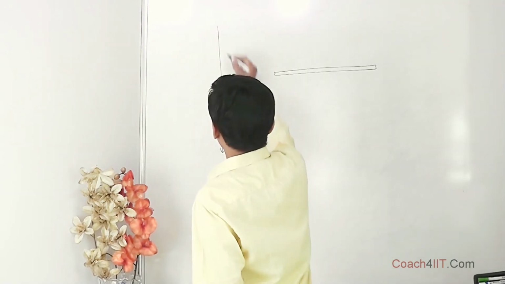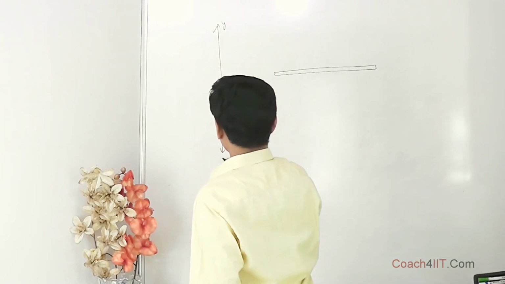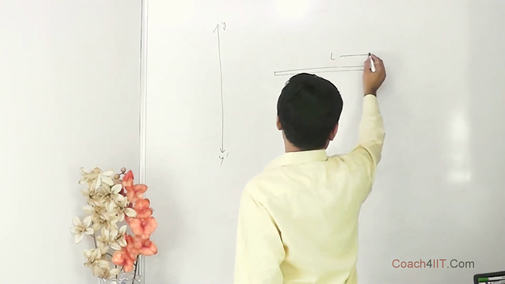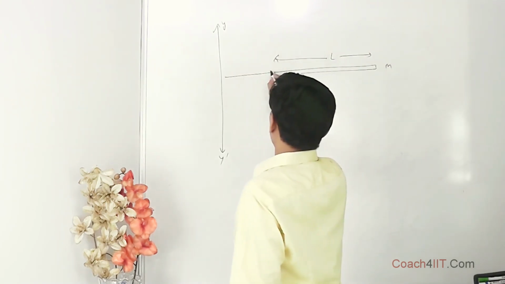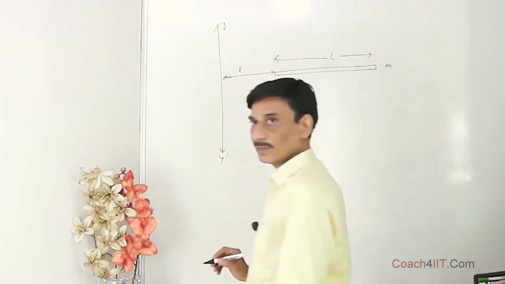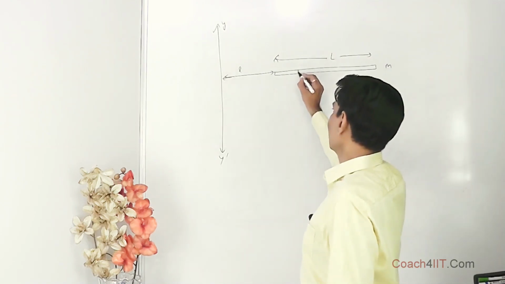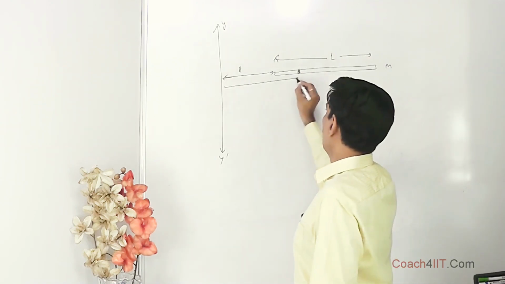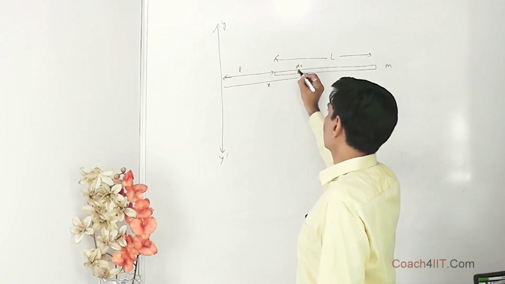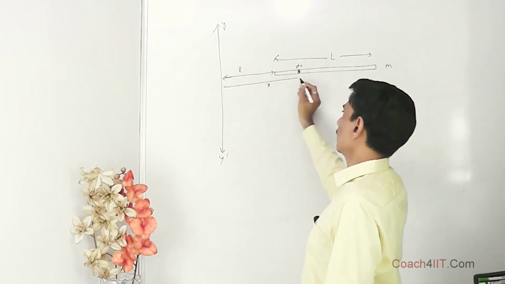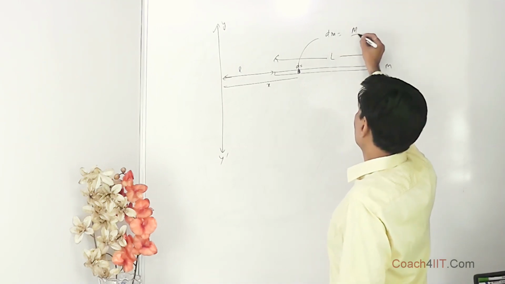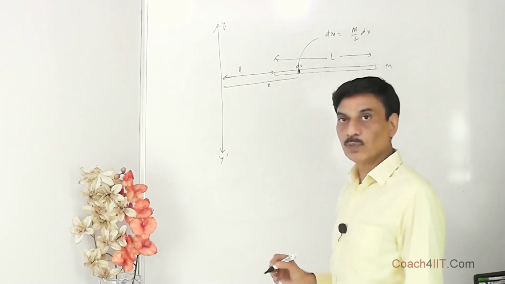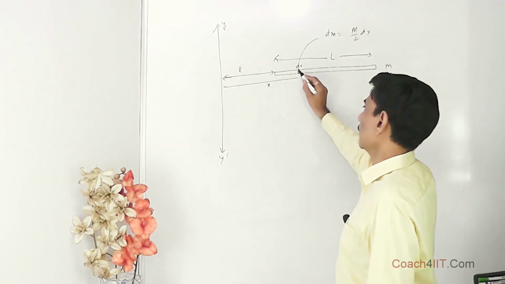If you have to find the moment of inertia about this axis, that is y', this length is L, mass is m, and from here to here, suppose it is small l. So once again, we take a small section of length dx at a distance x from this axis. So dm, the differential element of mass, is (m/L) dx.